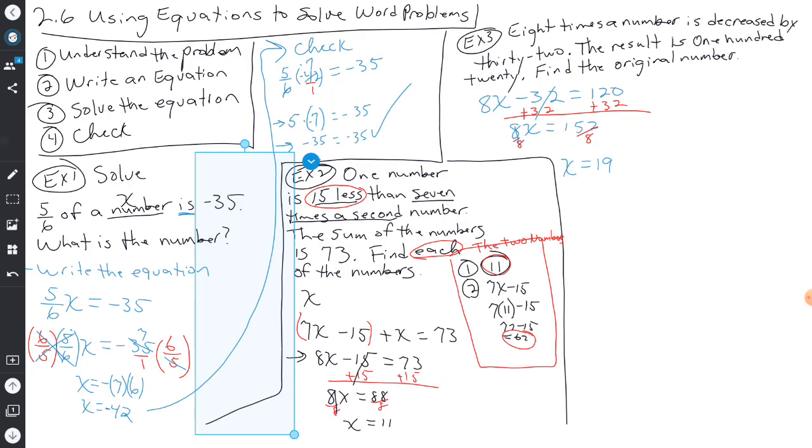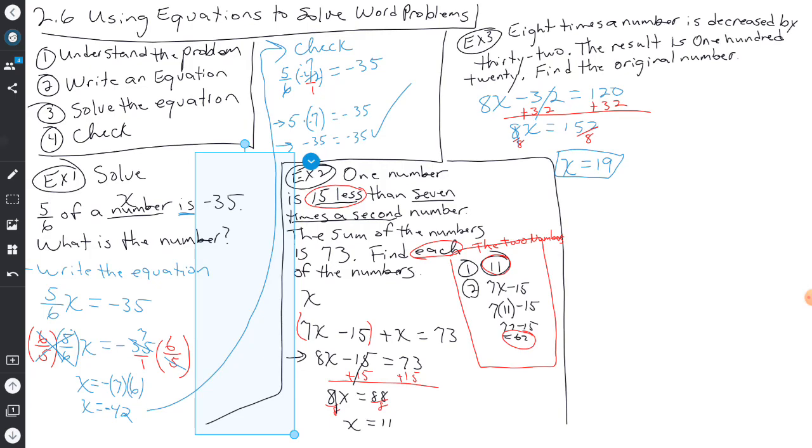So with this problem, just like the one before, 15 less than 7 times the number means that we're going to be taking that away, just like we took this away. It's decreased by 32, so minus 32. All right, great. That is our result.